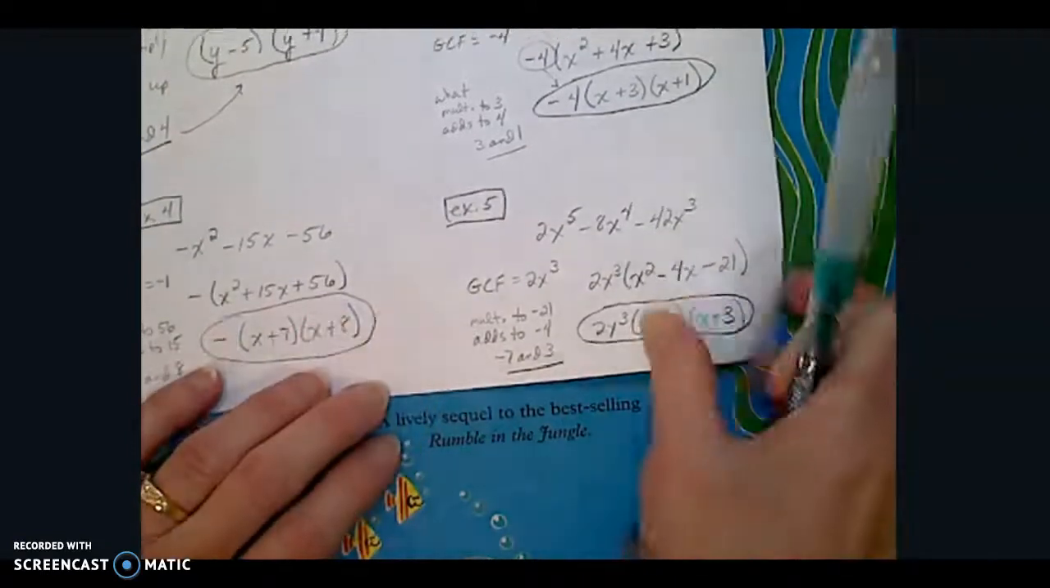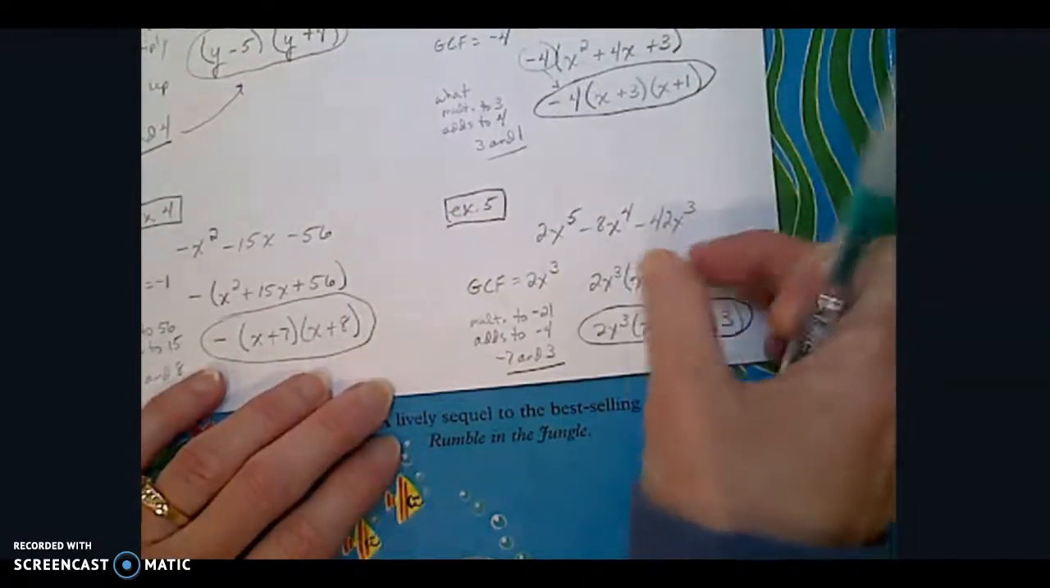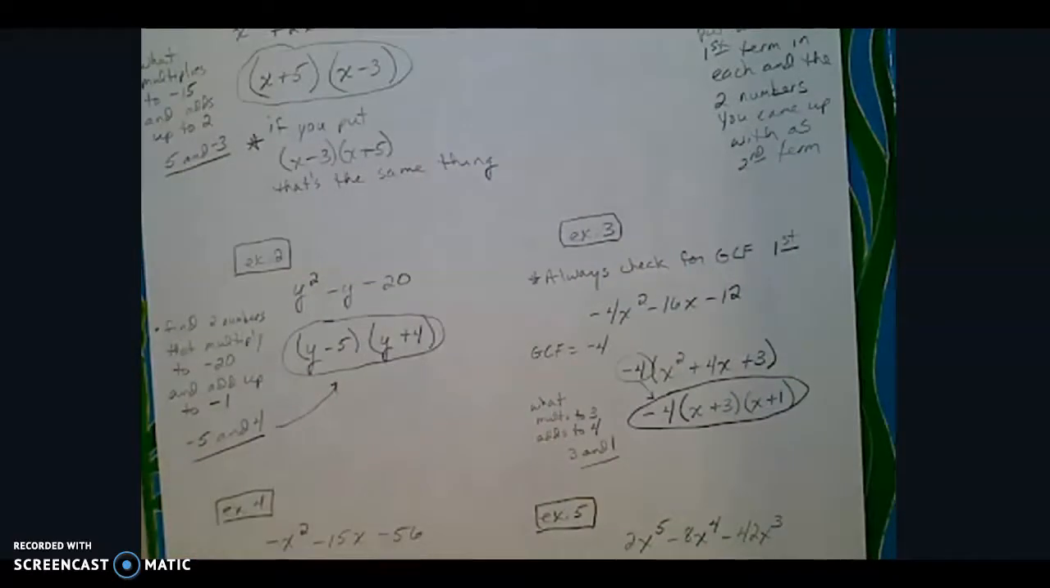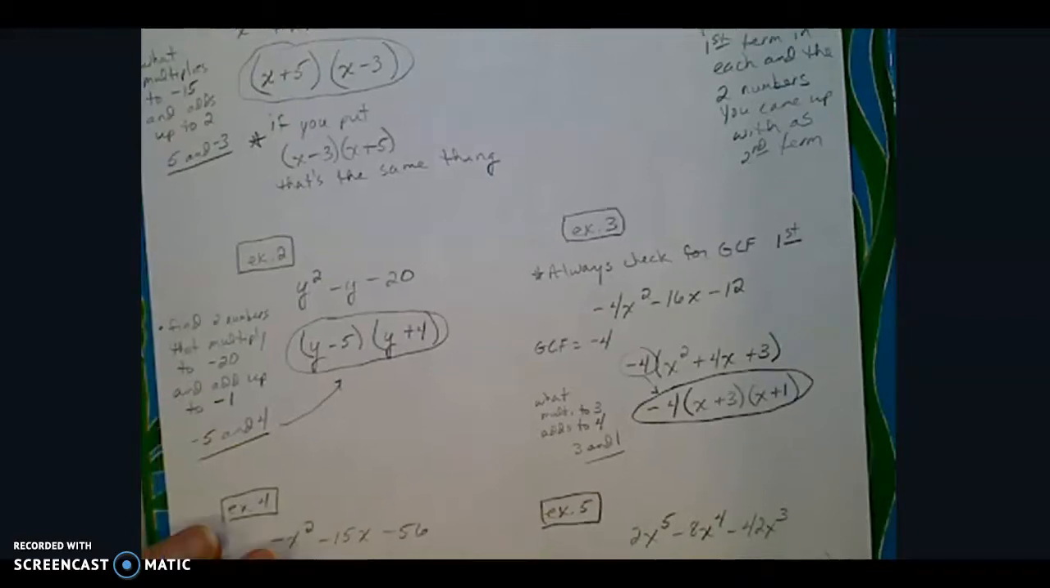Now, sometimes you're going to find more than 2 numbers that multiply to a product. For example, if you take the number 12, well, 2 times 6 is 12, and 3 times 4 is 12, and 1 times 12 is 12. But you want to make sure the 2 numbers you pick that multiply to the constant also add up to the middle coefficient. So keep that in mind as well.